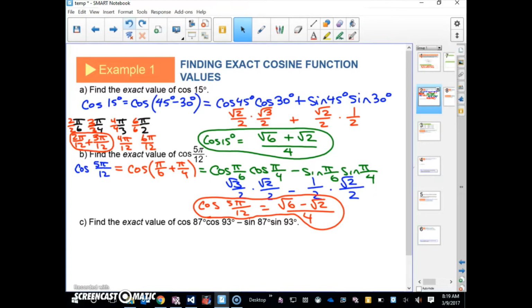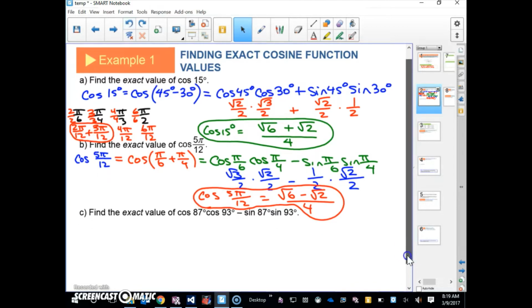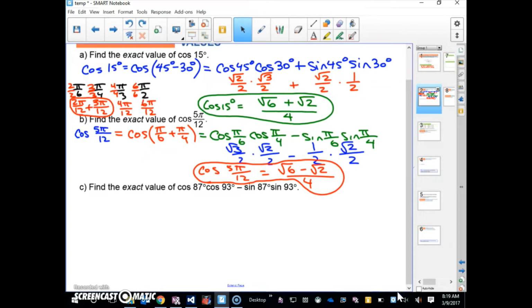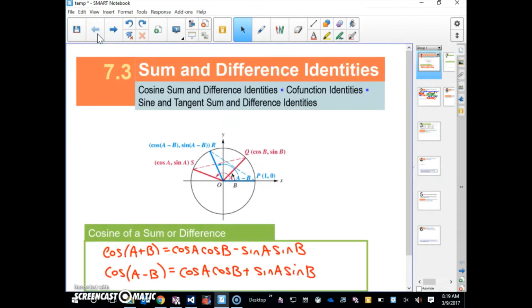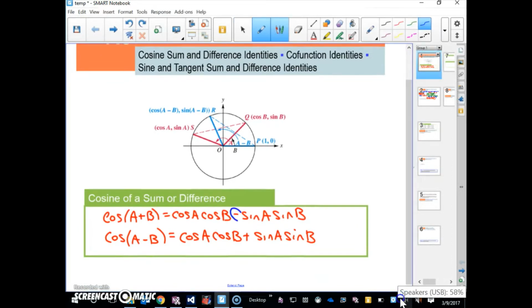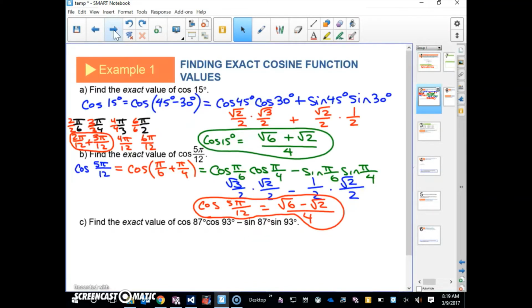Now part C says find the exact value of cosine 87, cosine 93 minus sine 87, sine 93. It's the same thing, it's just backwards. It ought to be easier, but people kind of struggle with this one, I suppose. But look at which formula it is. Did you notice the minus in there? That would indicate that we're talking about a cosine sum. This must be a cosine sum formula, and so basically what we have is a sum. Cosine 87 plus 93.